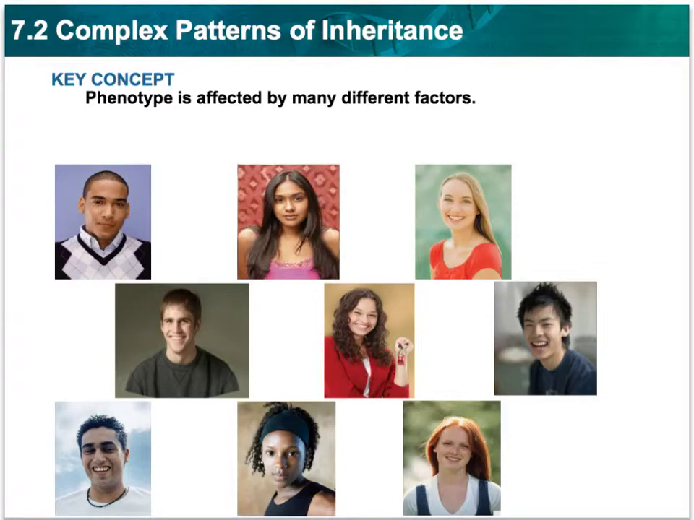Despite the importance of Mendel's work, there are several exceptions to most of his principles. For example, not all genes show simple patterns of inheritance. In most organisms, genetics is more complicated because the majority of genes have more than 2 alleles. Also, many important traits are controlled by more than one gene. So as you can see, the key concept for this section is that phenotype is affected or influenced by many different factors.